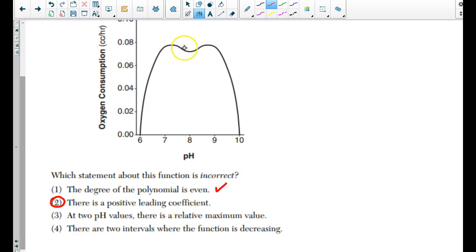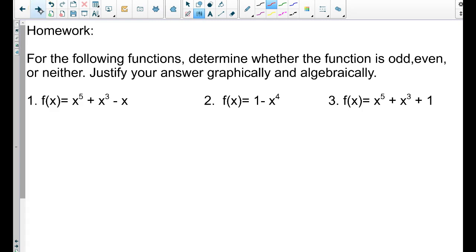There is definitely a relative max. There are actually two of them, 1, 2. And there are two intervals where it's decreasing. It's decreasing here, and it's decreasing here. So that's answer choice 2. And I will let you try the homework on your own.